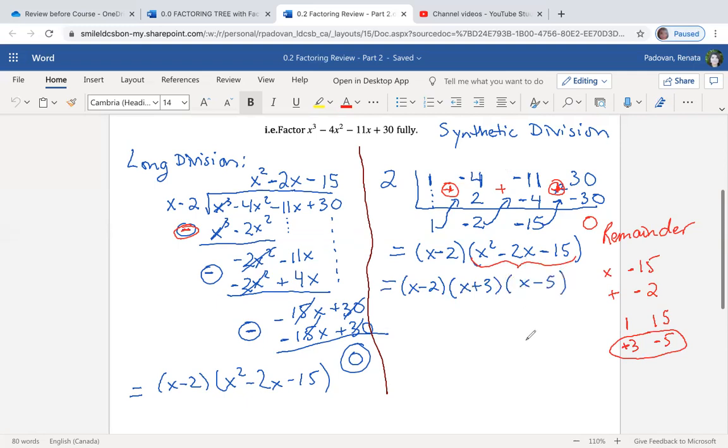And after all that work, that is the factored form of the expression x cubed minus 4x squared minus 11x plus 30. And again, it doesn't matter what order these are in. It can have the x plus 3 first, it could have the x minus 5 first, that doesn't matter, right?